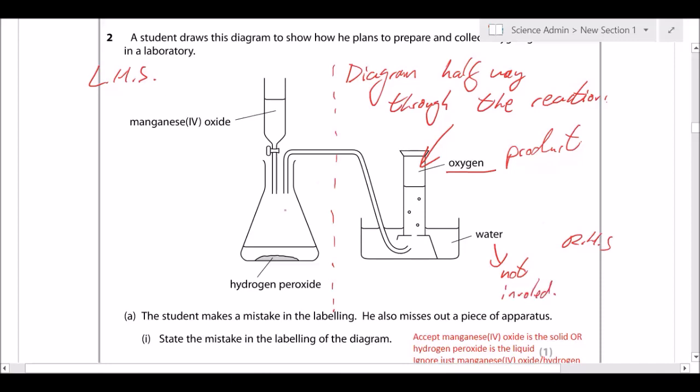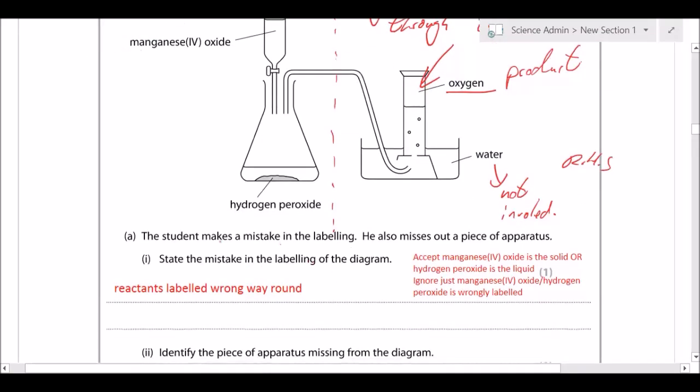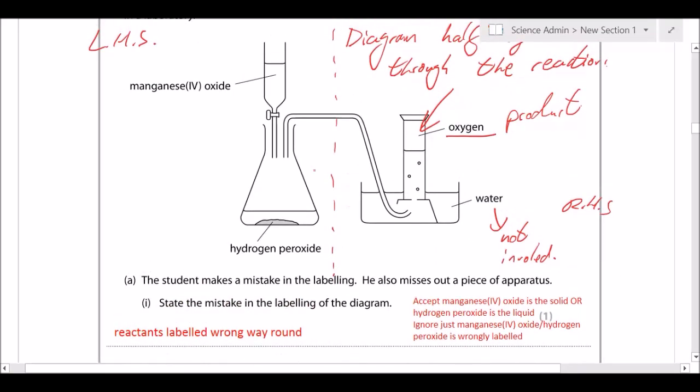Now the first question is asking, state the mistake in the labeling of the diagram. Now you should know that magnesium oxide is actually a solid and hydrogen peroxide is a liquid. Therefore these two are incorrectly labelled. It was a little bit confusing in that there's a liquid in this container.